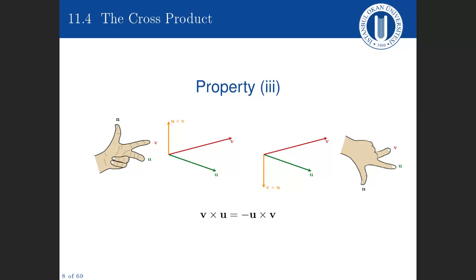Now let's look at the right picture. On the right picture, I want to do v cross u. So in the right picture, I need to turn my hand so now my second finger is pointing in the direction v, and my first finger is pointing in the direction u. And then my thumb gives me the direction v cross u, which must be pointing downwards in this picture.